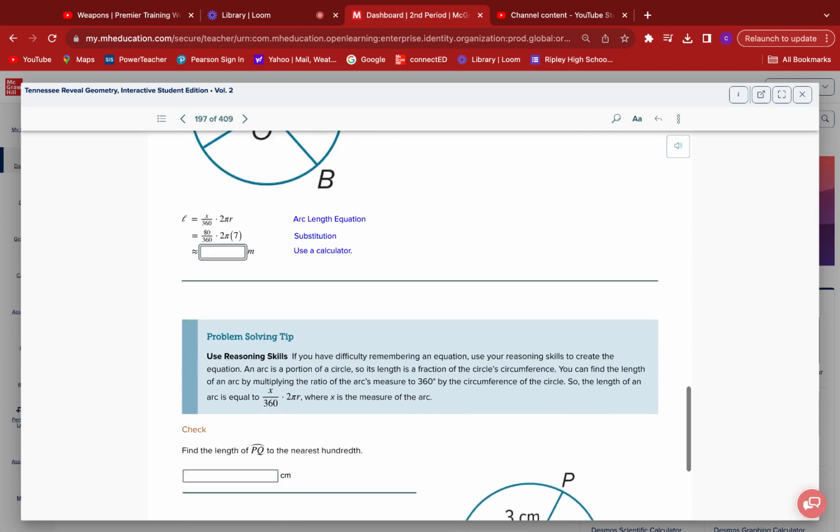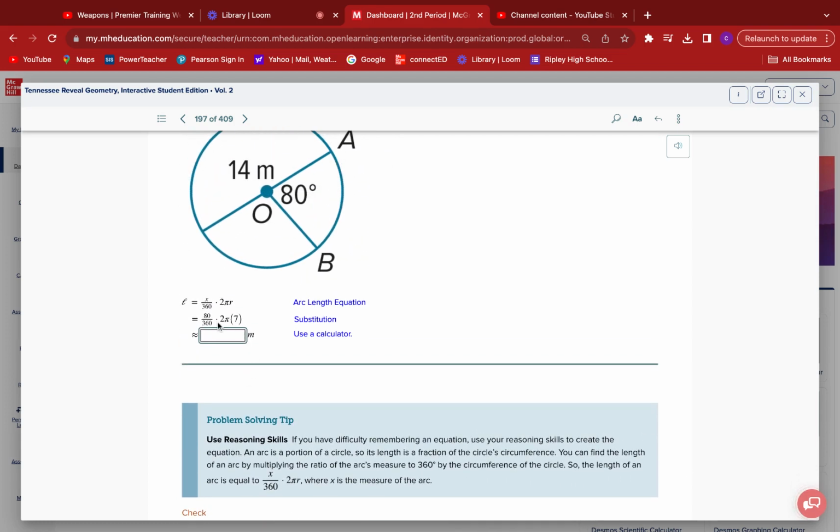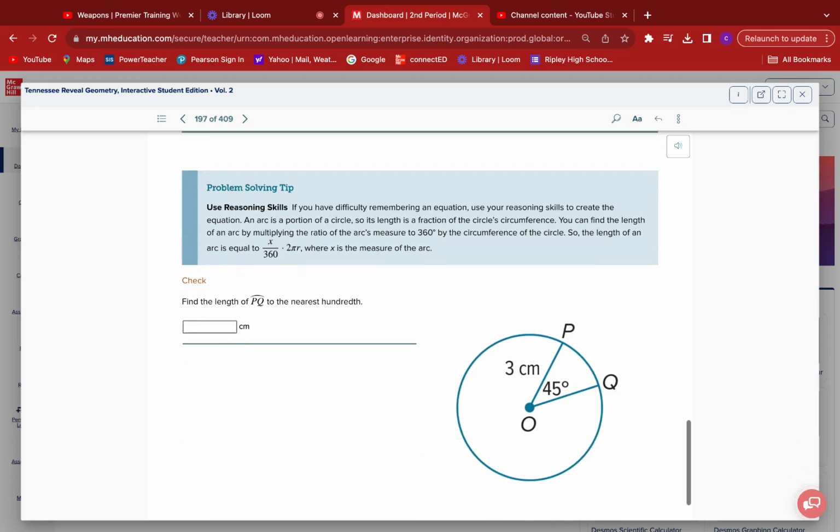28 pi over 9. But they want a decimal answer, so go ahead and multiply by pi on your calculator. But 28 pi over 9 is really what I'm looking for as a teacher. And they want this as a decimal. So 9.77. Right, there we go. There's arc length. All right, here comes another one.